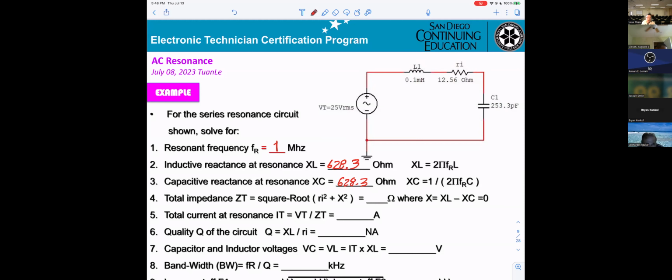Number four, total impedance. That's where you said XL equals XC, so they cancel out. So the only thing left is R, which is 12.56. Perfect.